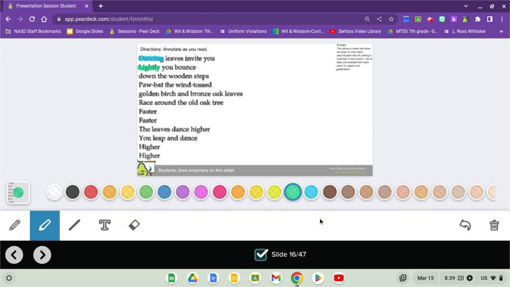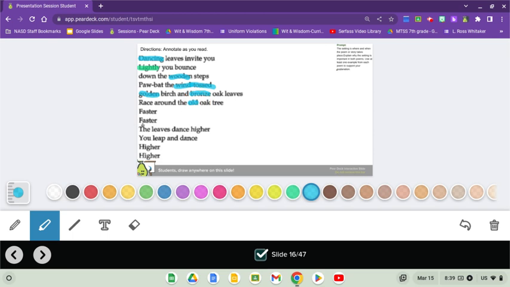Down the wooden steps. Paw bat, the wind tossed. And notice how wind tossed is put together with this little end dash, right? So wind tossed is just one adjective there. Golden, birch, and bronze oak leaves race around the old oak tree.